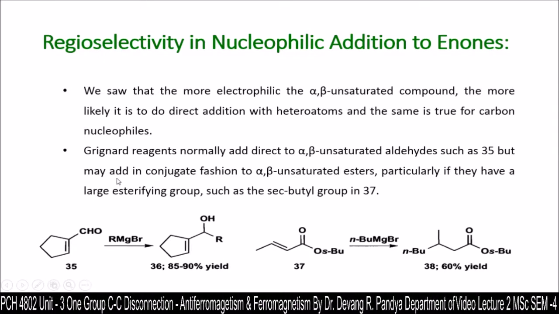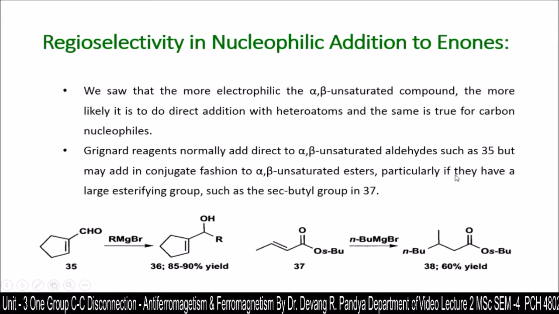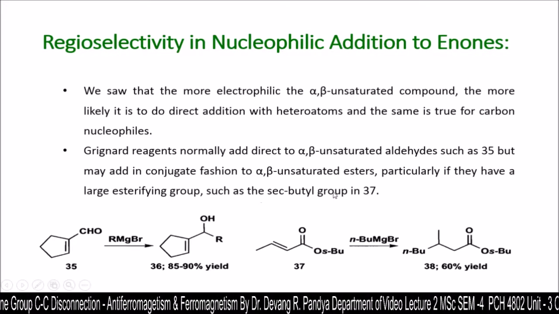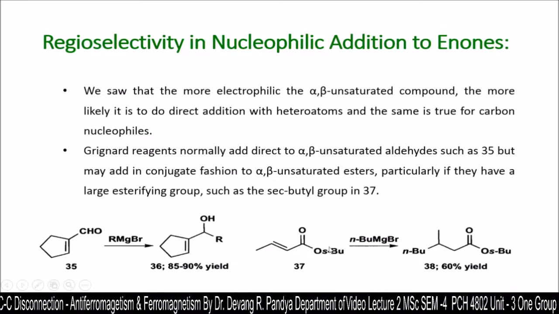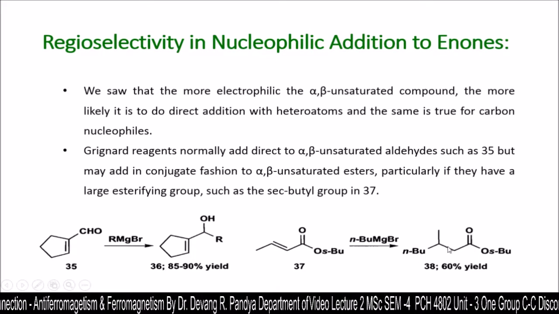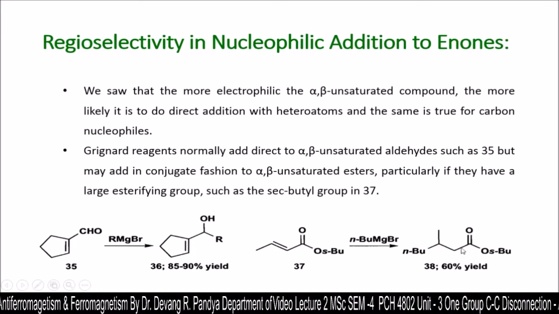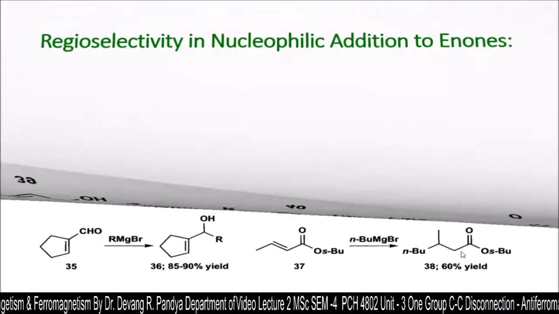Grignard reagents may add in conjugate fashion to alpha beta unsaturated esters, particularly if they have a large esterifying group such as the tertiary butyl group we have in structure 37. Then this Grignard reagent gives us conjugate addition, that is 1,4 addition, Michael addition, with 60% yield.